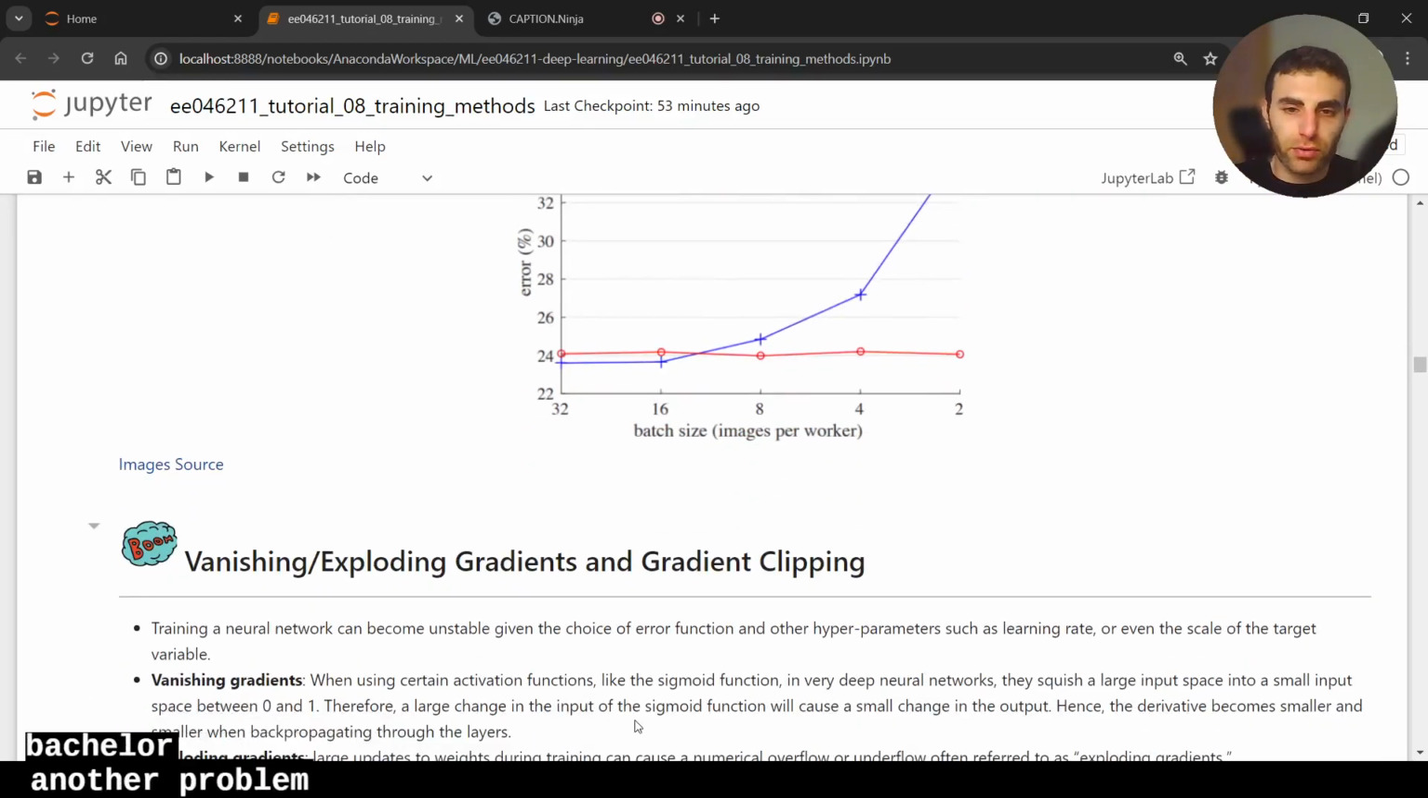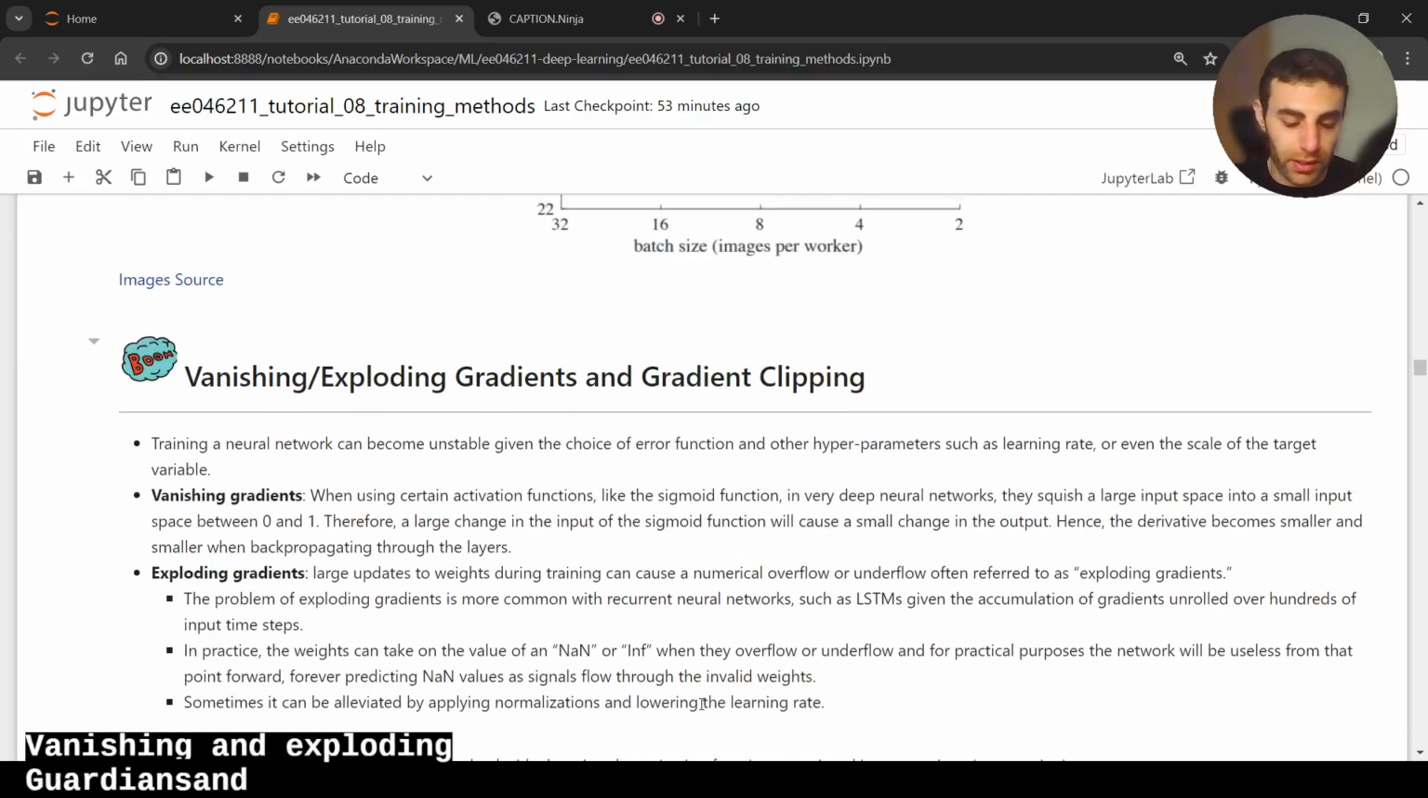Another problem we are going to talk about is vanishing and exploding gradients, and how we can solve this. Training a neural network can become unstable given the choice of your loss function, and of course all the other hyperparameters such as learning rate or even the scale of the target variable.